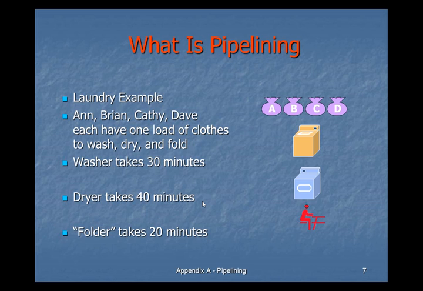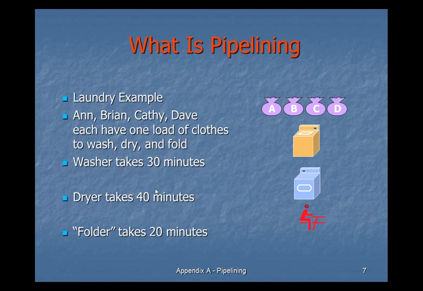So there are four names: Anne, Brian, Kathy, Dave. Each one has one load of clothes to wash, dry and fold. They want to wash, they want to dry and they want to fold them. Washer takes 30 minutes, dryer takes 40 minutes and folder takes 20 minutes. So these are the 3 tasks that are done in sequence.